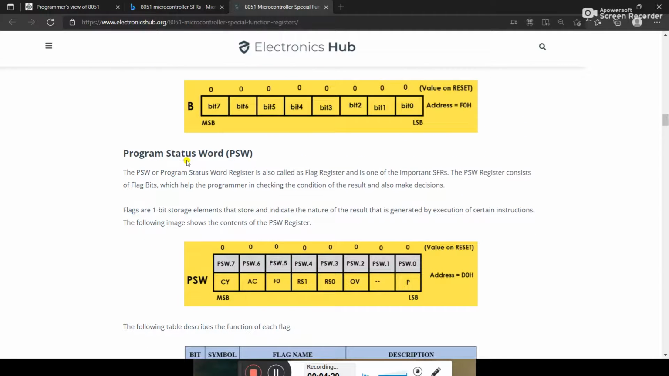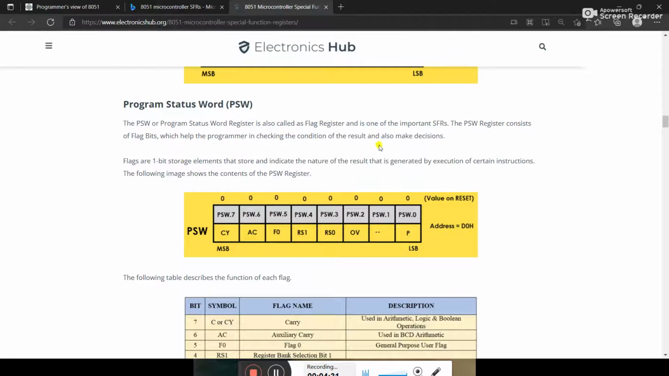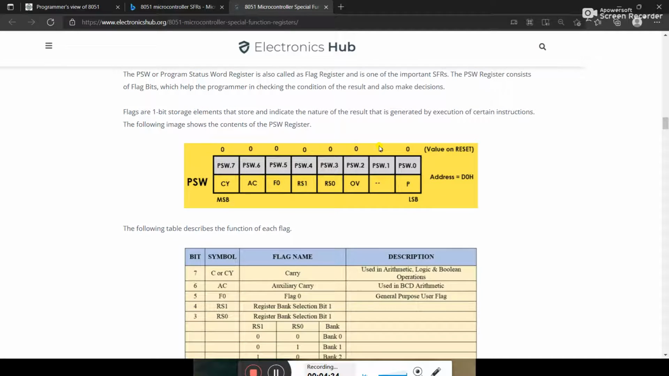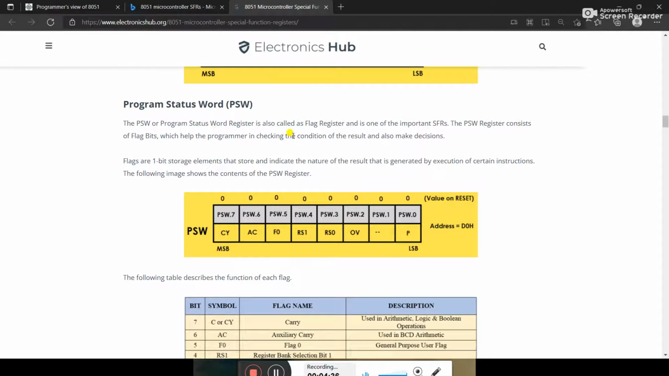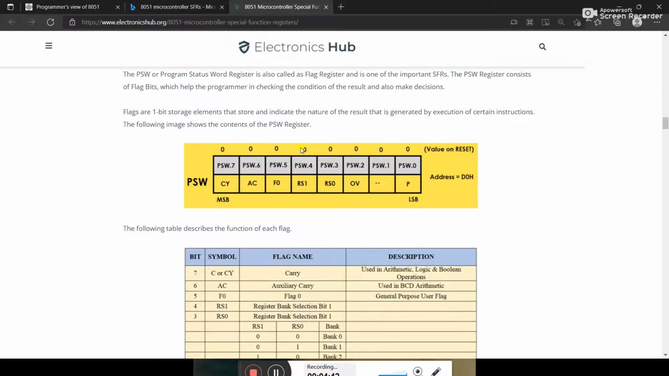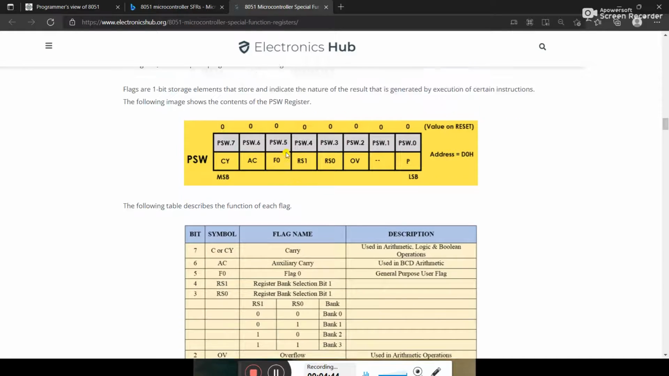It is an important register, and it is mainly asked in the examination also. It is the program status word, and the program status word is used for many purposes, including arithmetic operations. Here you can see that there are 4 bits.